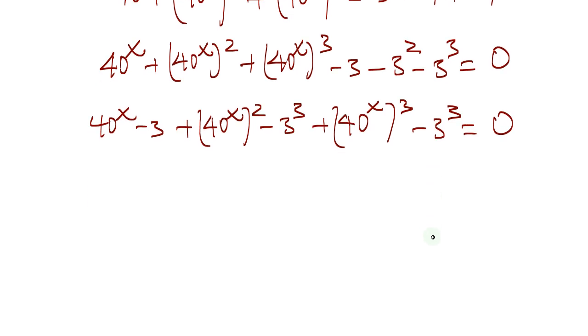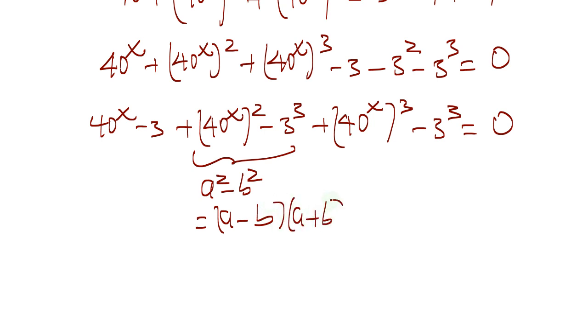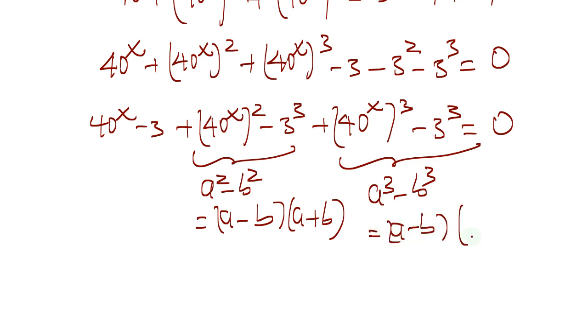So now we have to set some identities here. Look here, we have something as a squared minus b squared, and this is equal to a minus b, as we prefer, times a plus b. And this one here looks like a to the 3 minus b to the 3, and we can write this as a minus b, which multiplies a squared plus ab plus b squared.